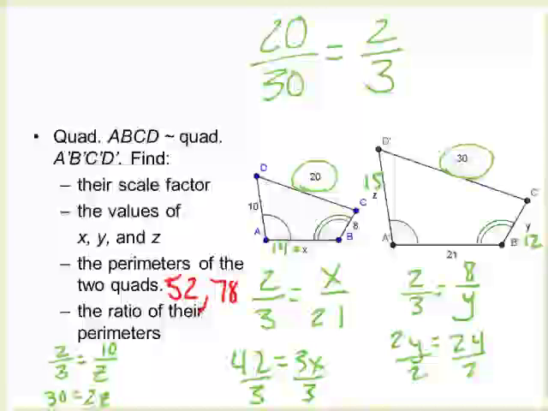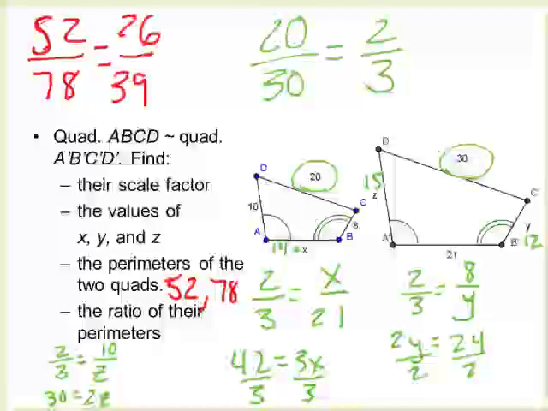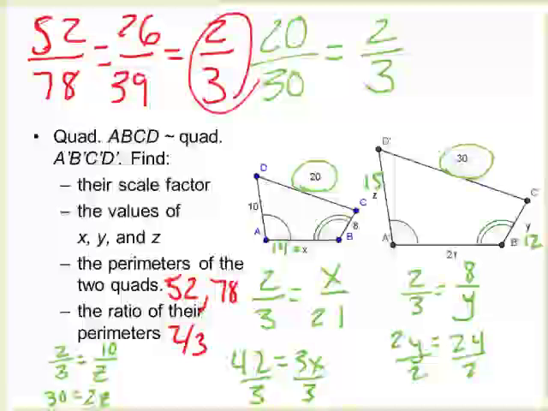And the last question asks us to find the ratio of their perimeters. So for a ratio, we're going to divide 52 divided by 78. What does that reduce by? 2. So I could get 26 over 39. Does that reduce further? By 13 to give 2 over 3. Why does that feel really familiar to me? That was our scale factor.